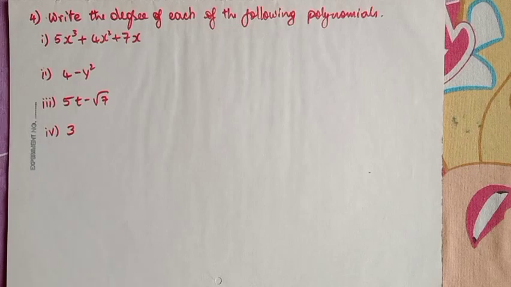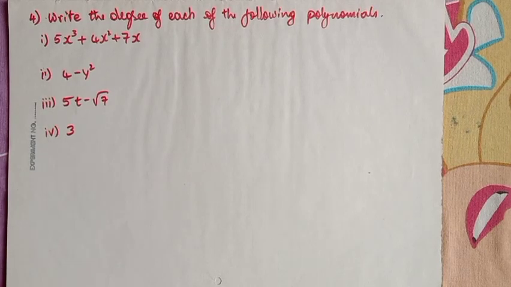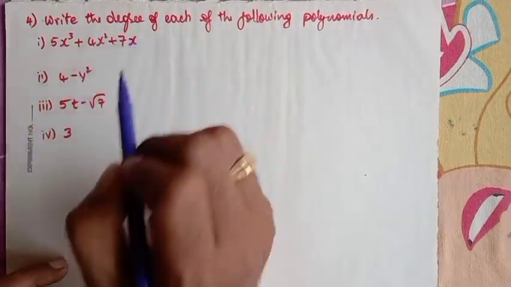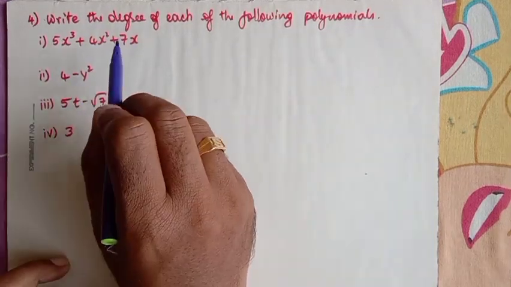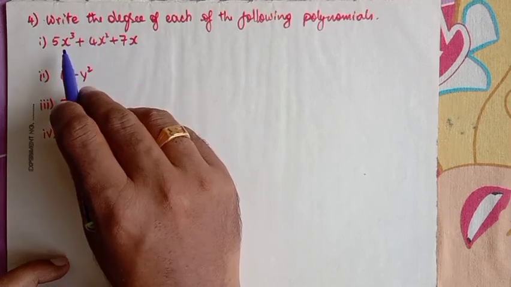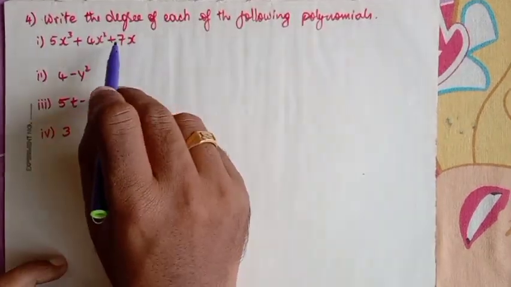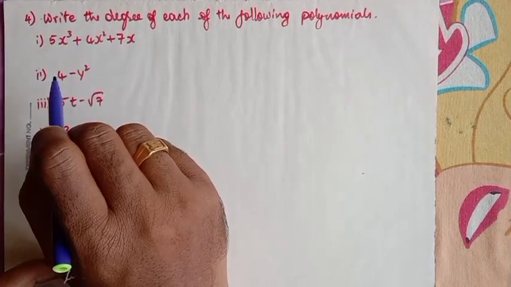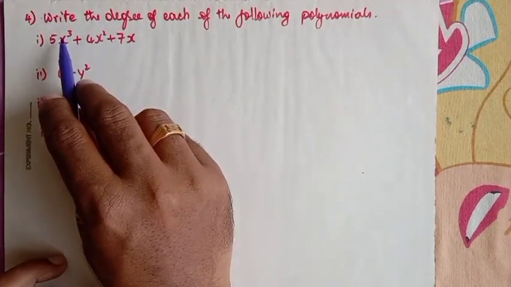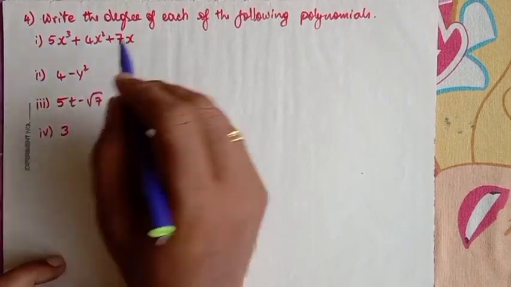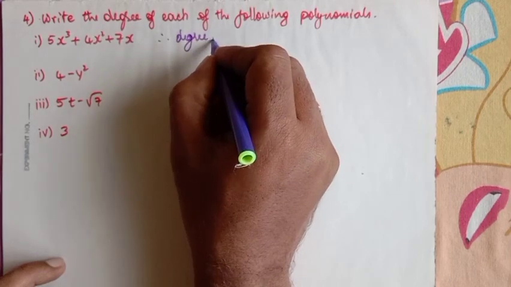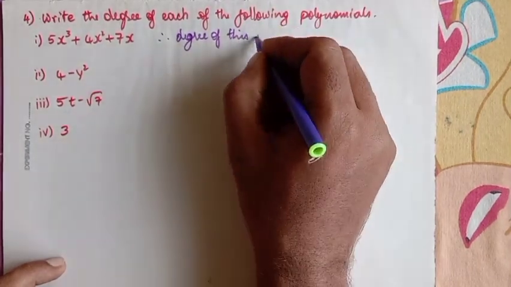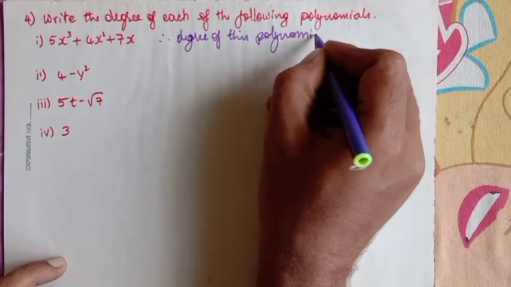Write the degree of each of the following polynomials. 5x cubed plus 4x square plus 7x. Here x is the variable and the maximum power of x is 3. That is, the maximum exponent of the variable x is 3. Therefore, the degree of this polynomial is 3.